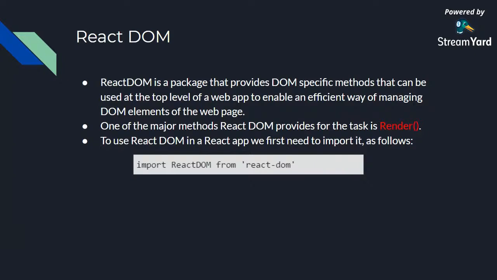The same thing happens with React as well. To use any resource, whether it's a constant, another component, or any other package, we first need to import that particular package or file before using it. So to import the React DOM, we first write import ReactDOM from 'react-dom'. The react-dom that you see in the quotes is the name of that particular package, right?